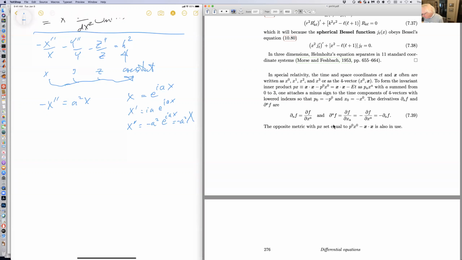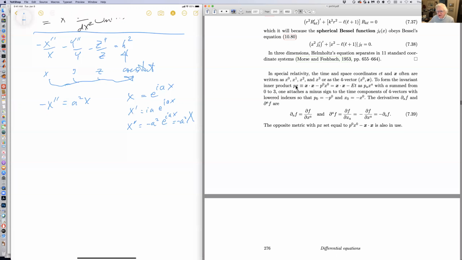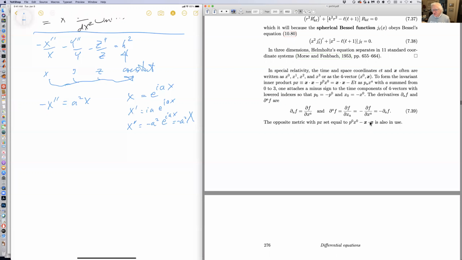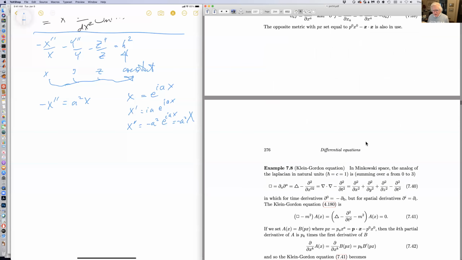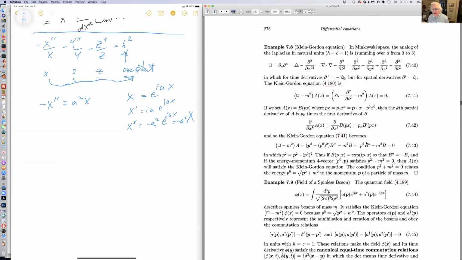Unfortunately, we have two metrics in use. One is p^0 x^0 minus x dot x. That's the other metric. So some people, when they say p·x, they mean this. This is particularly the case in particle physics, whereas in general relativity, this is the rule. And in particle astrophysics, well, it should be this rule. I'm not sure. It depends on the author.